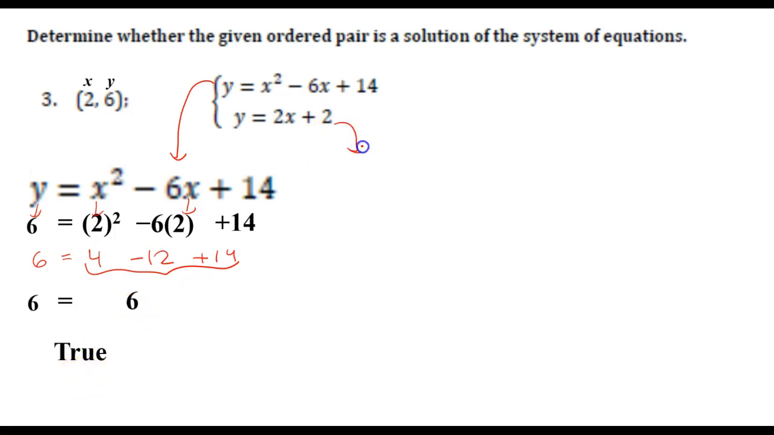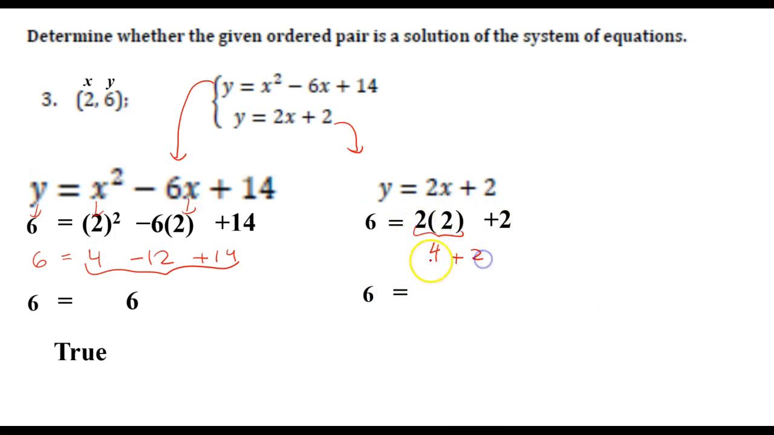All right. So let's continue on, because that's true. So we'll try the second equation this time. So instead of y, we'll put in 6. Instead of x, we'll put in 2. Write in the 2 that's in front of it, parentheses, plus 2. Let's work this out. So that would be 6 equals, what would 2 times 2 be? 4. And 4 plus 2 would be 6. So that is true, both true. So yes, this is a solution.